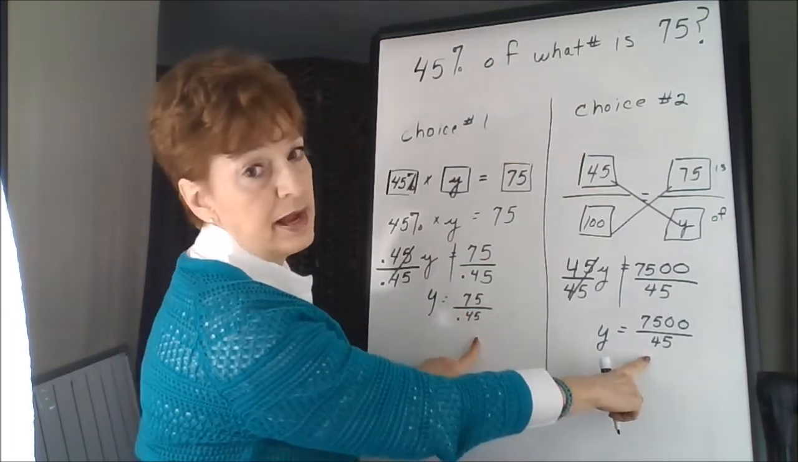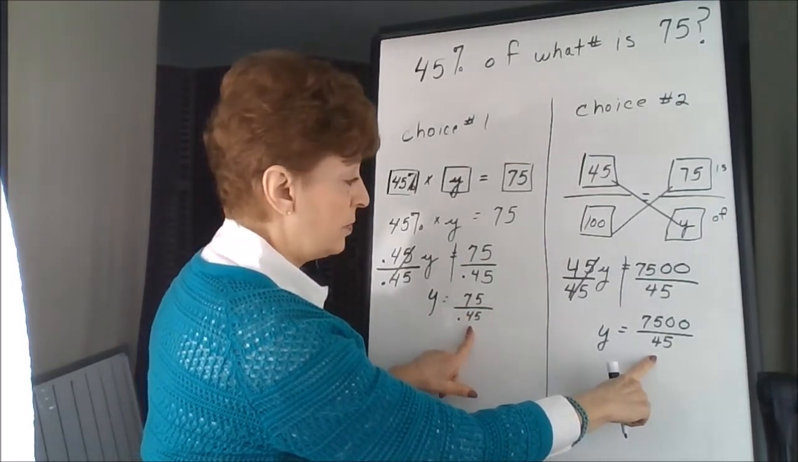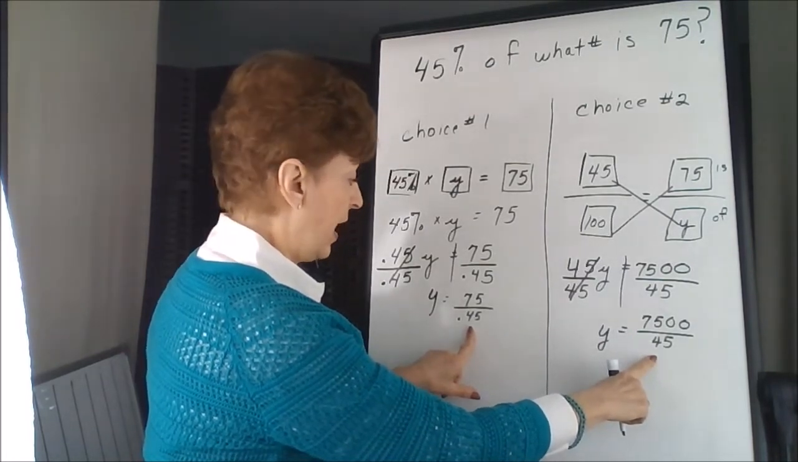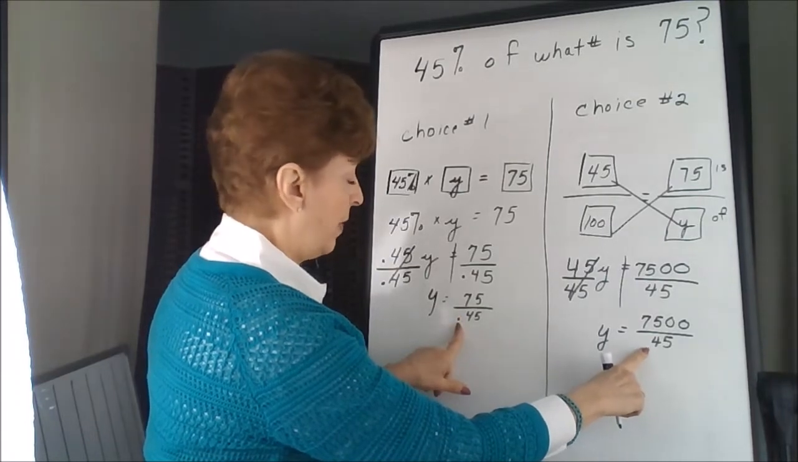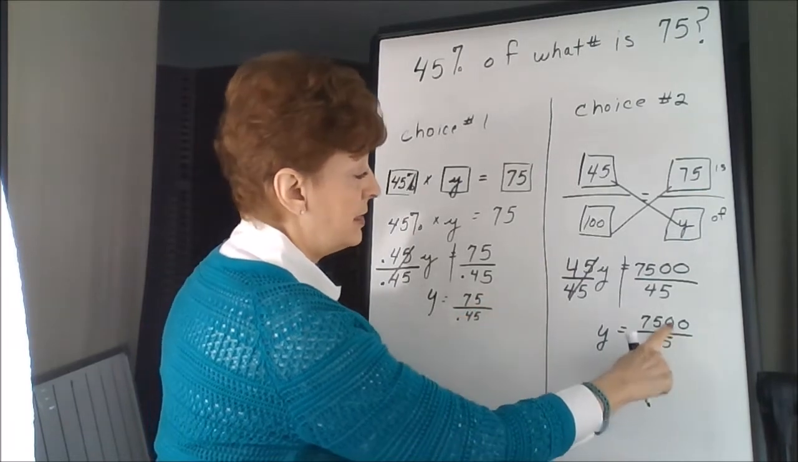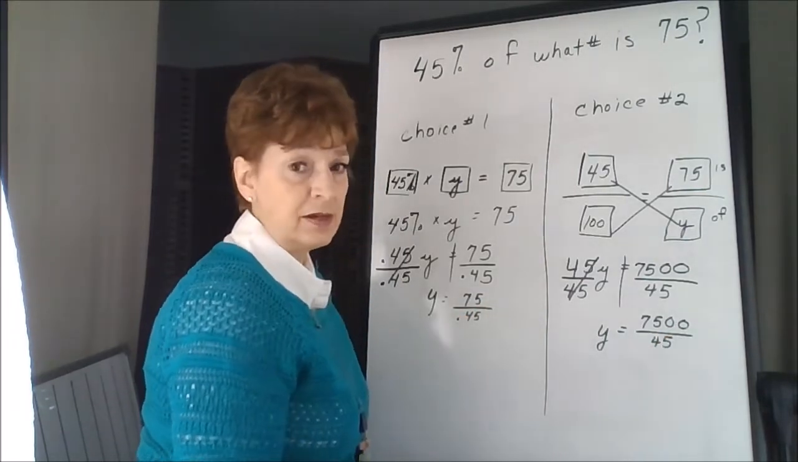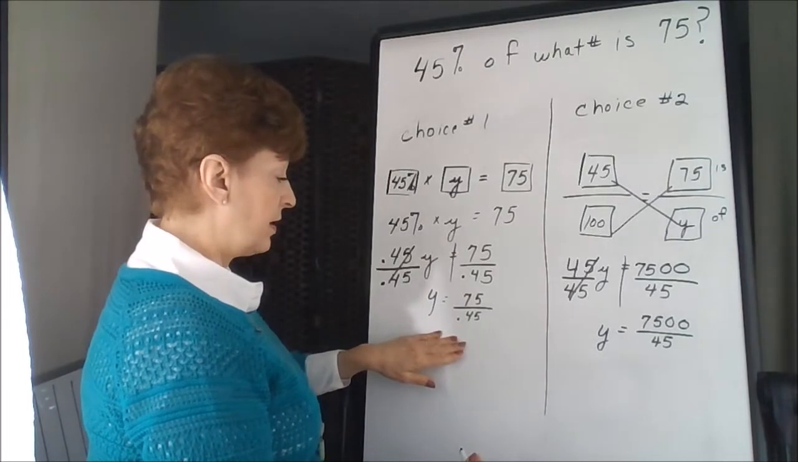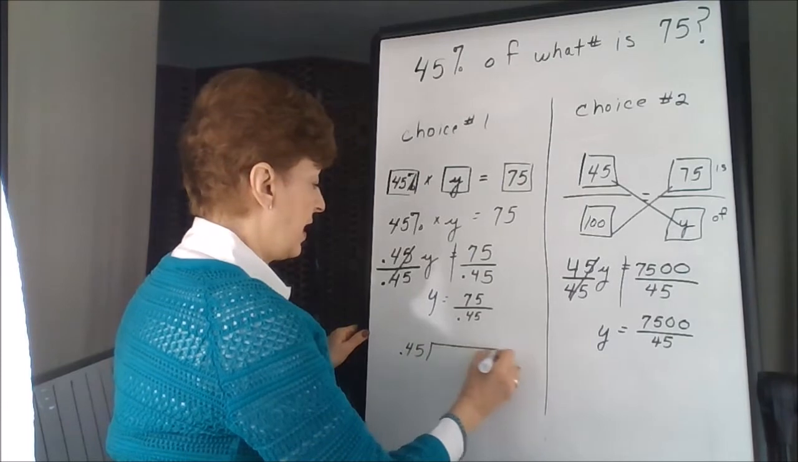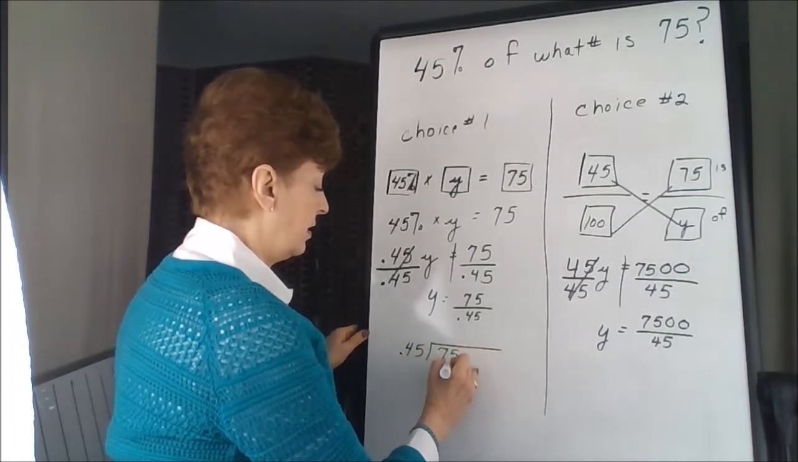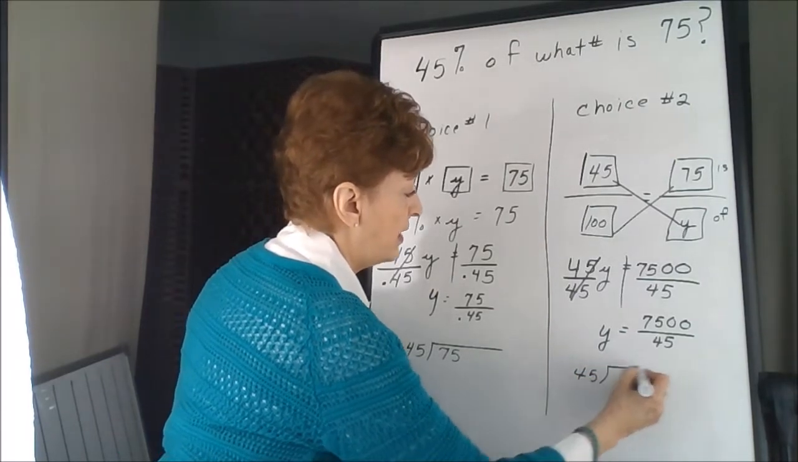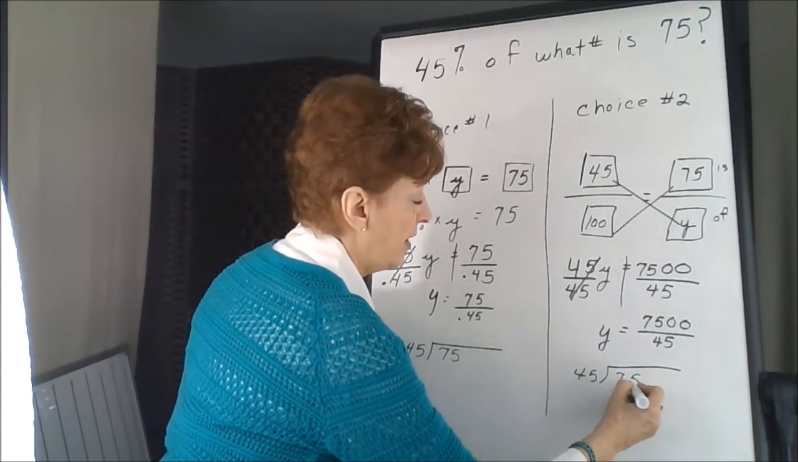Take a look here at both of our problems at this point. The numbers are the same, except for the fact that we have a decimal point in the bottom number, the divisor, and the top, the numerator, is lacking these 2 zeros. That's going to be corrected when we start the division. For 0.45 divides into 75. On this one, 45 divides into 7,500.